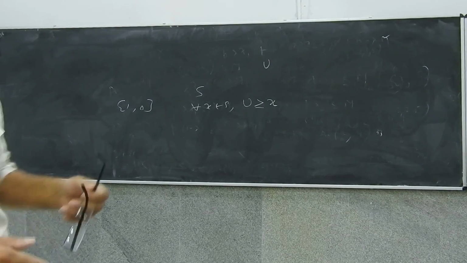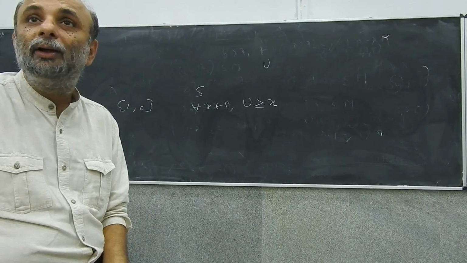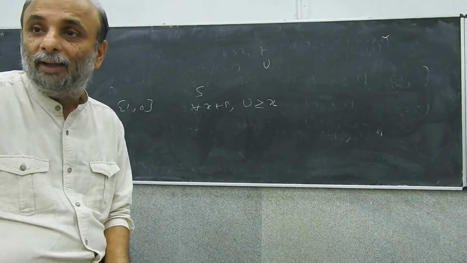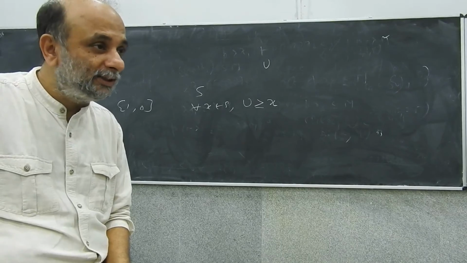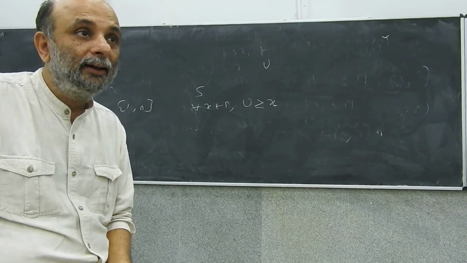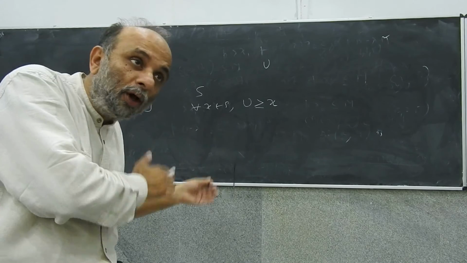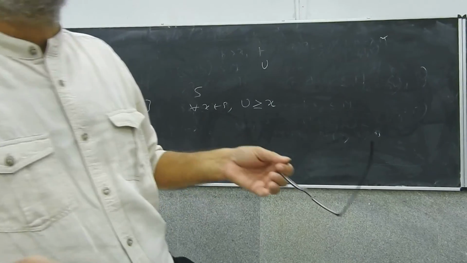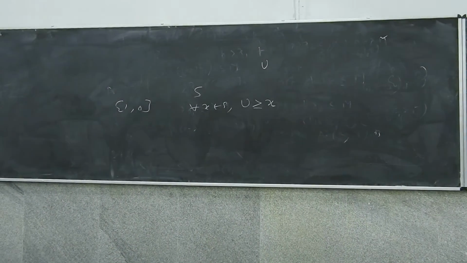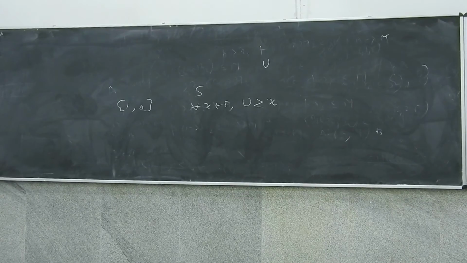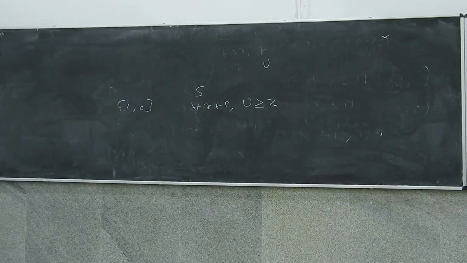What is the greatest lower bound here? 0. Right? Greatest lower bound here is 0. Okay? A set which has a lower bound and an upper bound is called a bounded set.